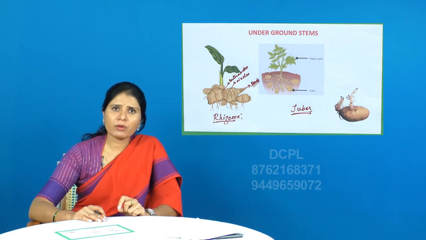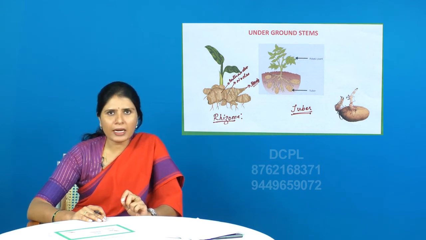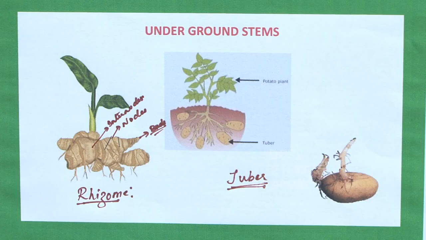and apart from that, they are also covered over by scale leaves, and they have a bud, usually termed as the eye, which helps in vegetative propagation. So, the rhizome of ginger and the tuber of potato are the examples of underground stem modifications.